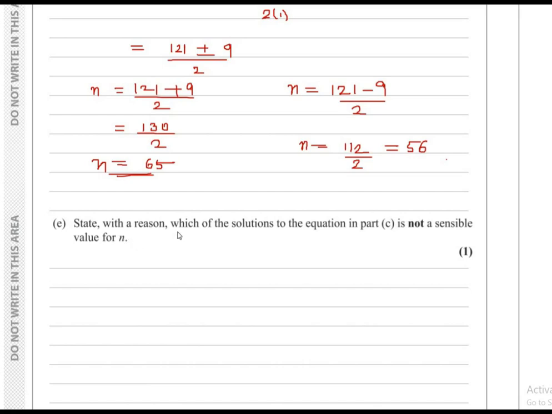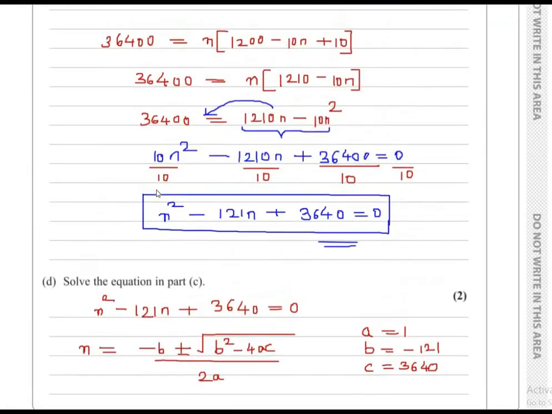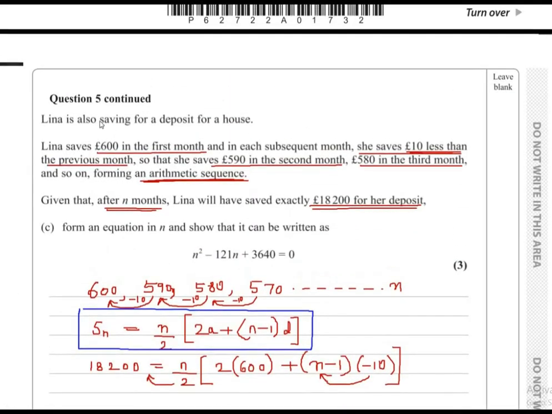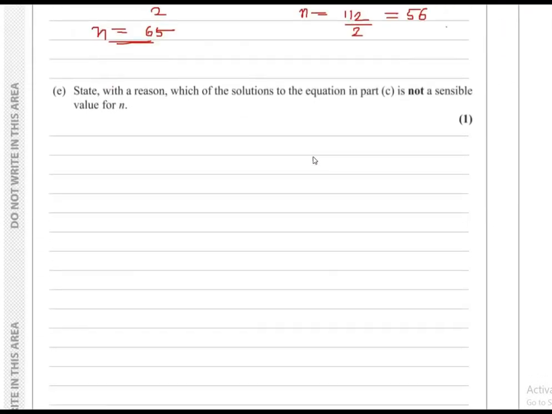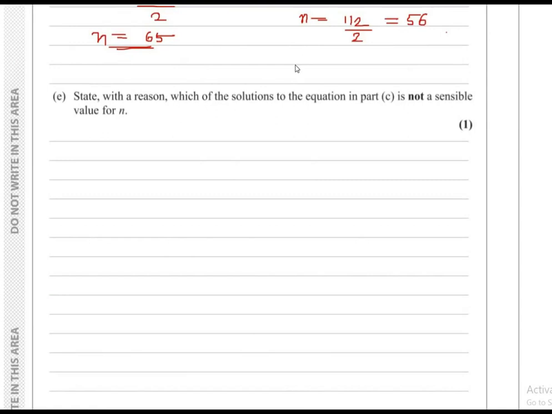To do that, in the question they have said clearly here that Dina is also saving for a deposit for a house. So she is saving money every month. For the first month she is saving 600. For the second month she is saving 10 less, that is 590 pounds, and goes on. So let us check on the 56th month and in the 65th month how much she is going to save.